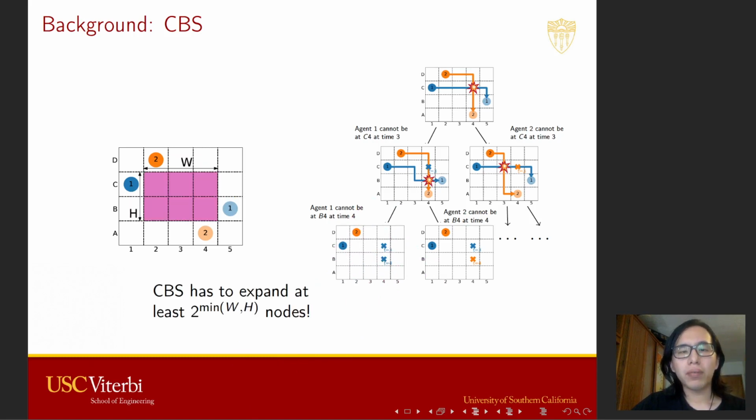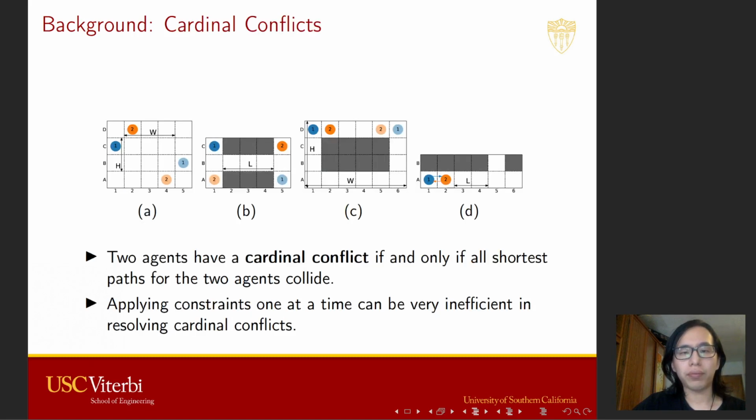Now, if we consider this rectangular region between the start location and the goal location of the agents, let's denote h as the height of this rectangular area and w as the width of this rectangular area. It has been shown that CBS has to expand at least 2 to the power of min(w, h) nodes, which is nowhere near ideal because it means that with a larger rectangle, the number of node expansions also grows exponentially. So the example we just showed is also known as a cardinal rectangle conflict.